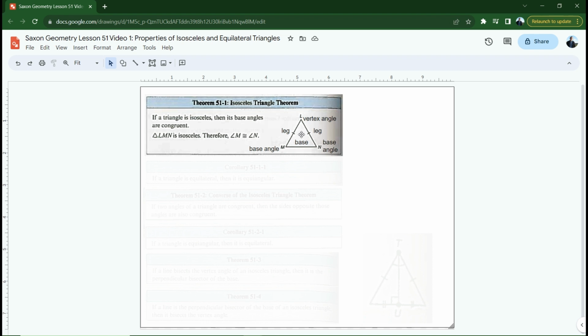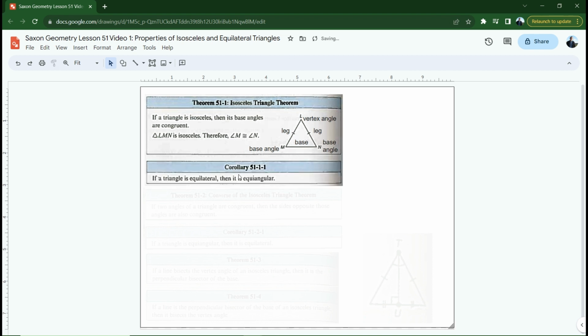Then we have some angles. The angles that include the base are the base angles. Okay, so one of the sides of the angle is the base of the triangle. And then the angle made up of just the two legs is the vertex angle. And what this theorem is saying is that those two base angles are congruent to each other. So in triangle LMN here, we have angle M congruent to angle N.